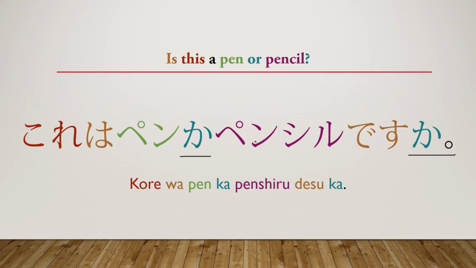You can just kind of combine them in the same way that you would in English. You'd say, is this pen or pencil? Which would make the ka basically mean or, just like it has in the other sentences. And then, of course, the second ka is more of our question marking particle.